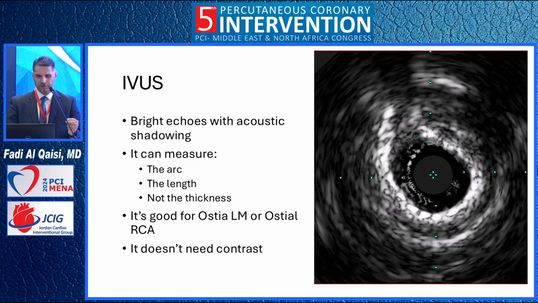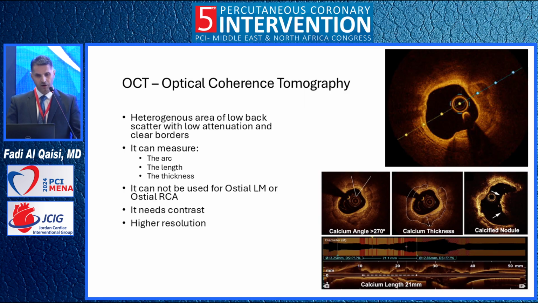IVUS, everybody is familiar with the IVUS. It gives us this bright acoustic shadowing. It can measure the arc, it can measure the length, but not the thickness, because we cannot see beyond the calcium. It's very good for osteal lesions, and it does not need to use contrast to clear the artery. So it's great for chronic kidney disease patients and multiple usage.